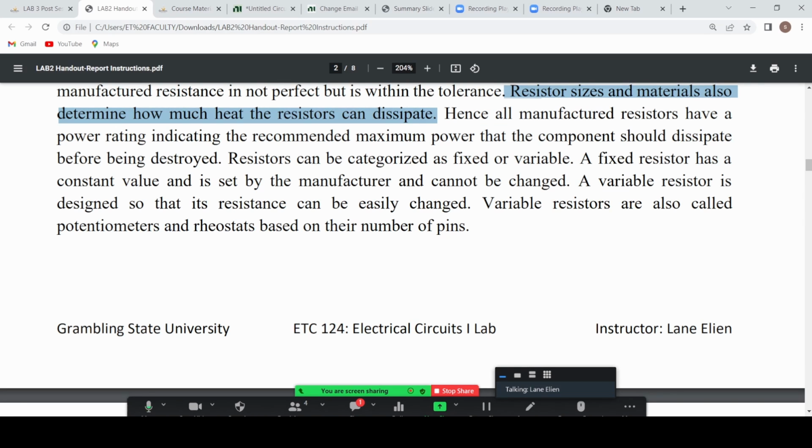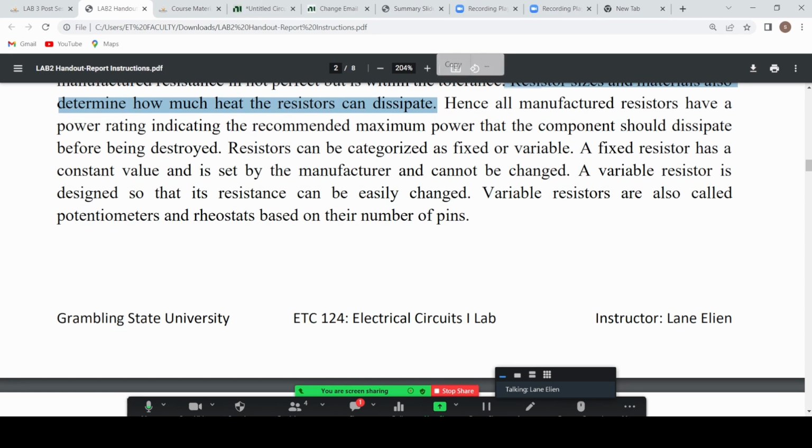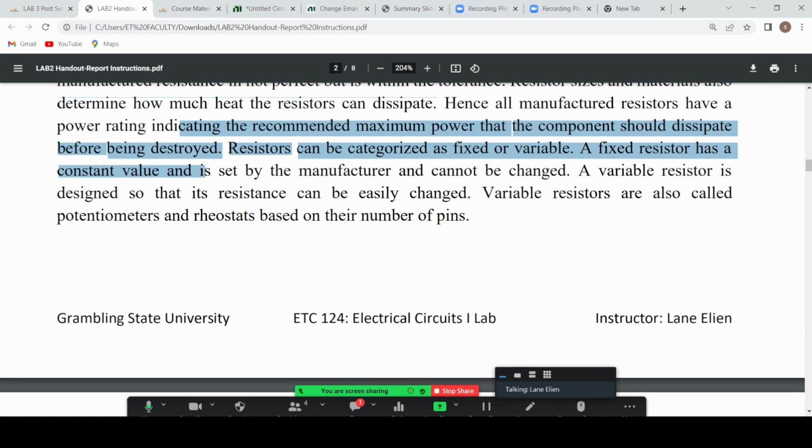They have a tolerance that tells us how precise the resistance is going to be when we measure it, and they also have a power dissipation or power rating that gives us an indication of how much power it can dissipate without being damaged. Hence, all manufactured resistors have a power rating indicating the maximum power dissipation that the component should dissipate before being destroyed.